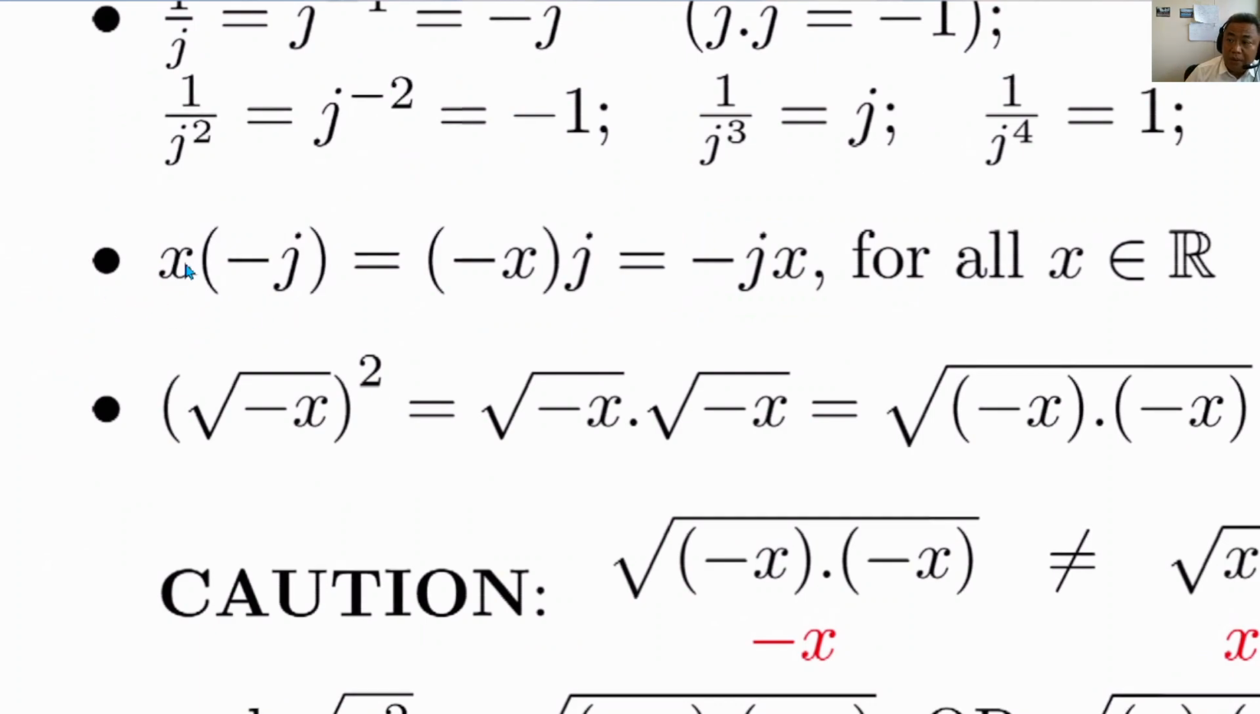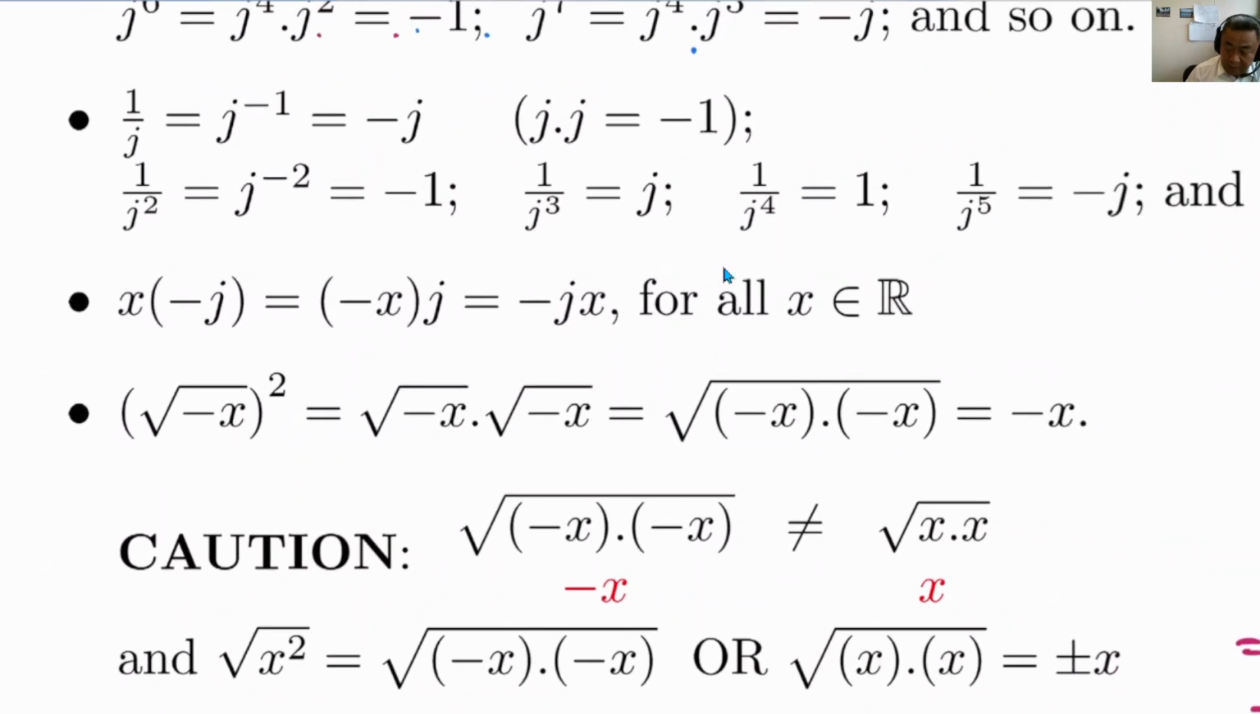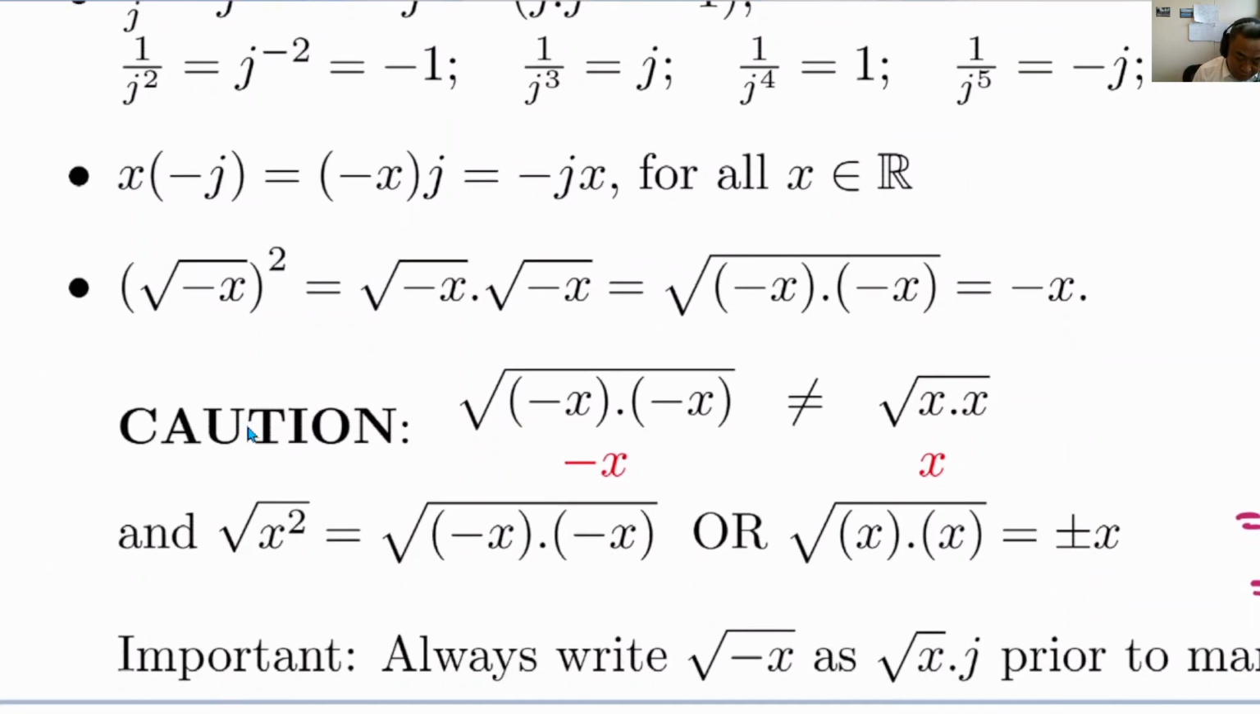Let's continue. x is a real number and j is the square root of minus 1. So minus j times x is the same as minus x times j, or we simply put minus jx. So that's the idea. And now we have the square root of minus x. So you must be very careful when you are dealing with this.